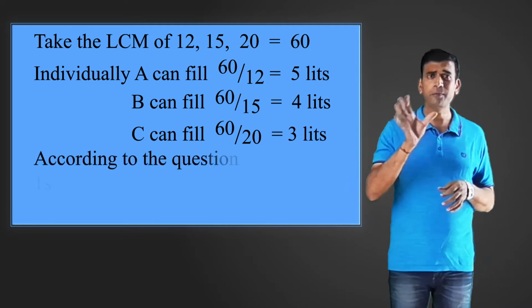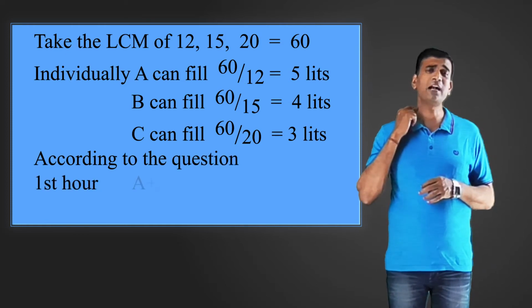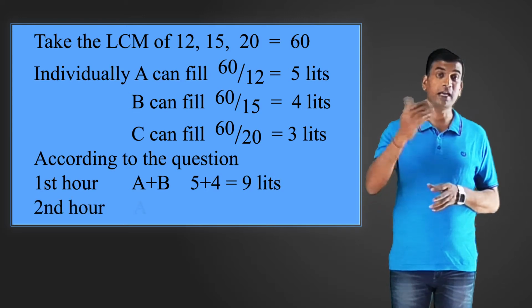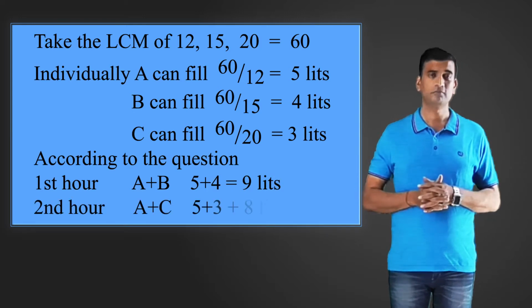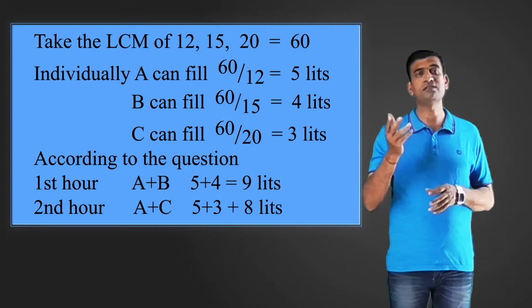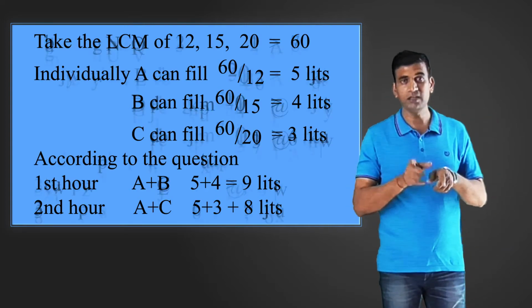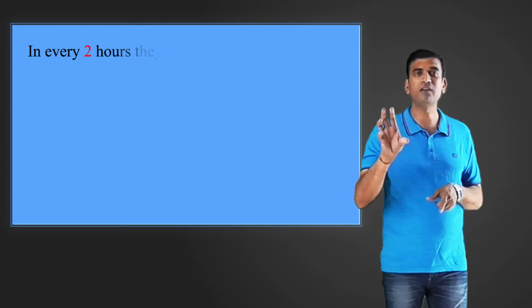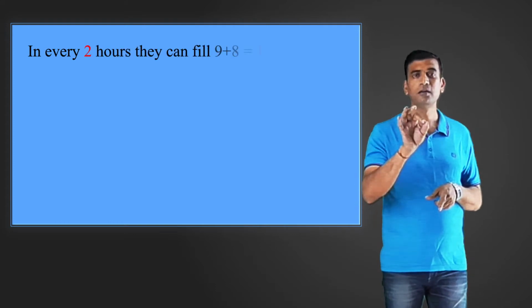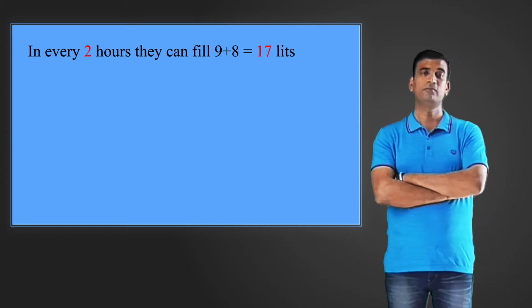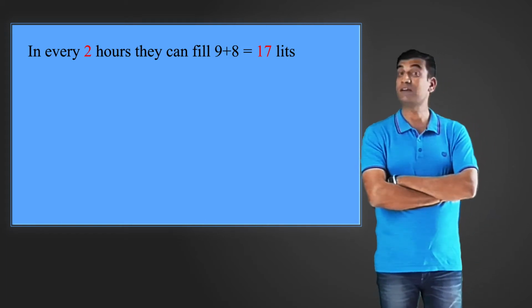First hour, A and B. So if it is A and B, this is 5 plus 4, 9 liters. In the next hour, we are having A and C. So this is 5 plus 3, 8 liters. So in a pairing of 2 hours, A plus B and A plus C, every 2 hours they can fill 8 plus 9, all total 17 liters.